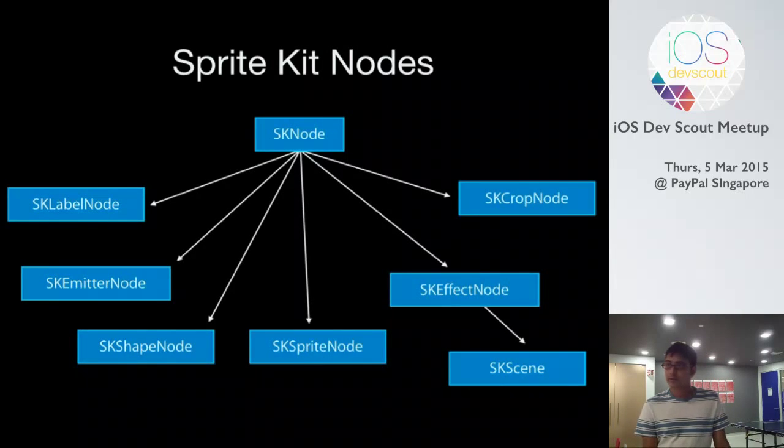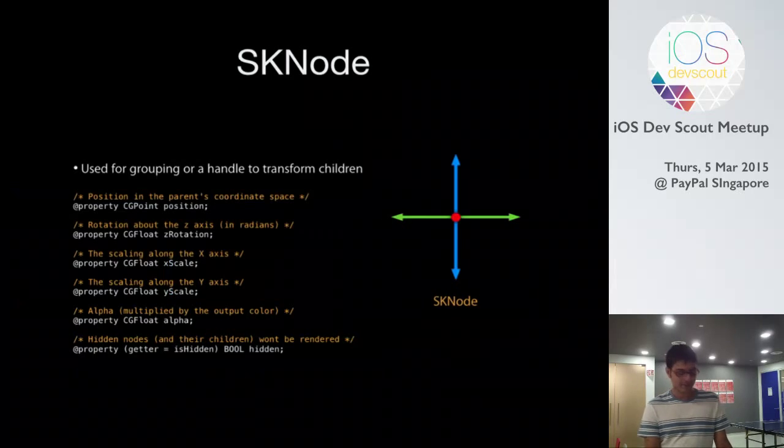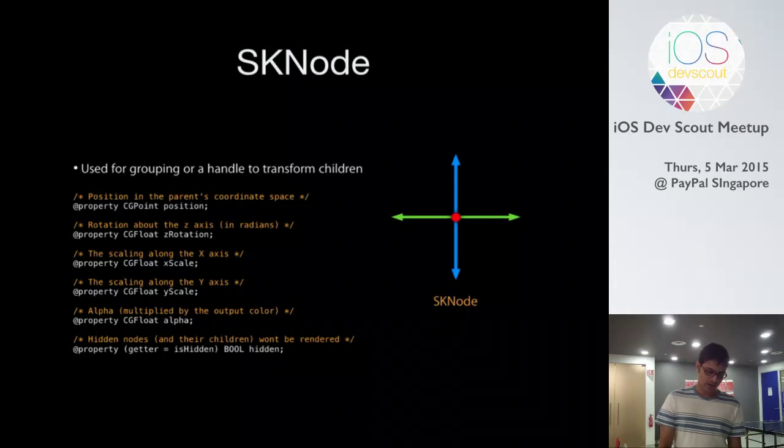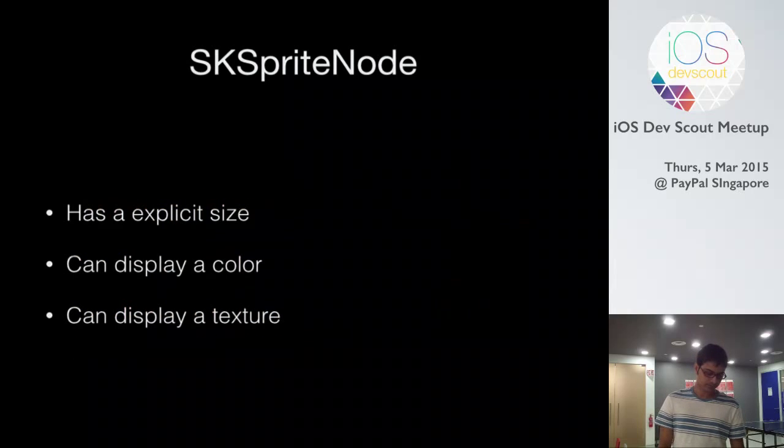So as I talked about, there are different nodes that allow you to do different things in your game. The base class is SKNode, which stands for SpriteKit node. You have different properties using which you can change the alpha value of the node, rotate the node, scale the node, or show or hide the node. But ideally, you won't be using SKNode directly. What you'll be using is something called SKSpriteNode. 70 or 80% of your code will involve creating SKSpriteNodes and managing these nodes.